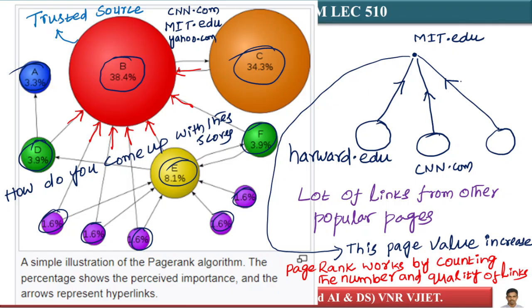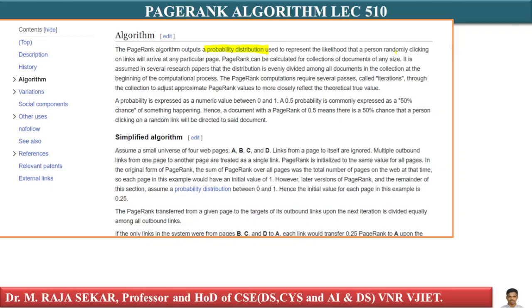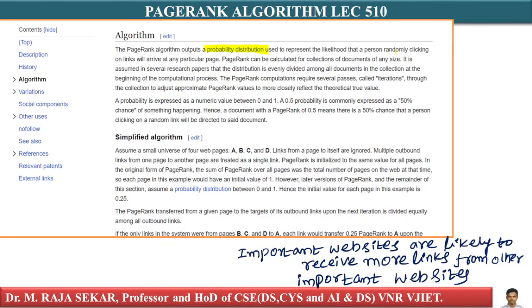PageRank works by counting the number, and two things are important: the number and also the quality of links. The number of links matters, but the quality of each link also matters to estimate how important a website is. The underlying assumption is that important websites are likely to receive more links from other important websites. That's the core idea behind the PageRank algorithm.